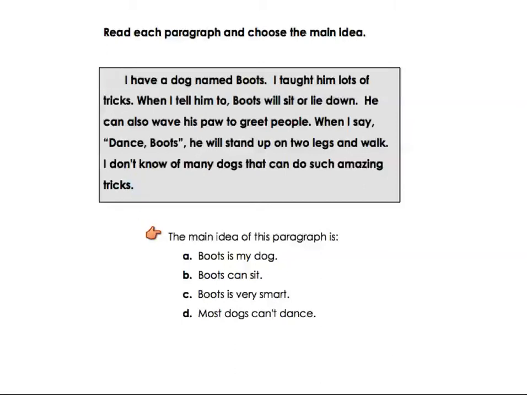All right, so let's look at the question. You've read the paragraph. The main idea of this paragraph is A, Boots is my dog. B, Boots can sit. C, Boots is very smart. Or D, most dogs can't dance. So I want you to think about what your answer is. If you have that paper out, go ahead and circle it. Otherwise, just choose your answer. And let's see what it was.